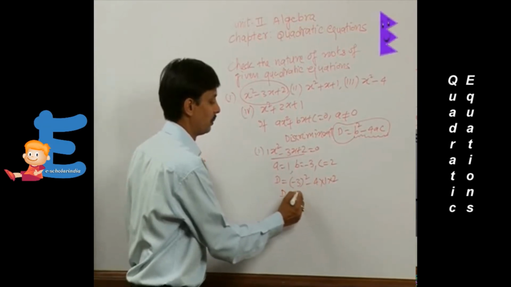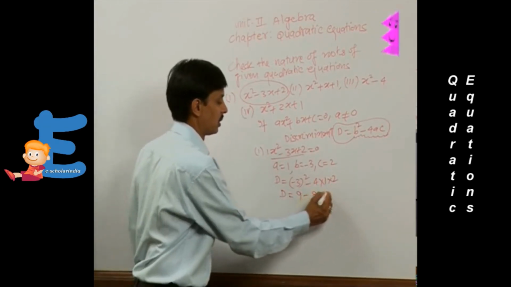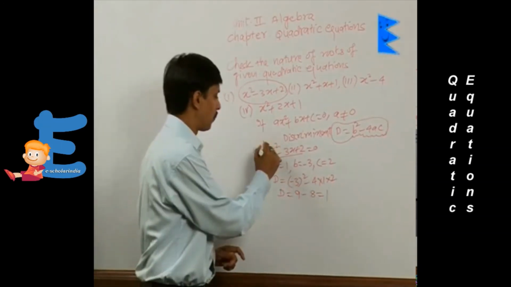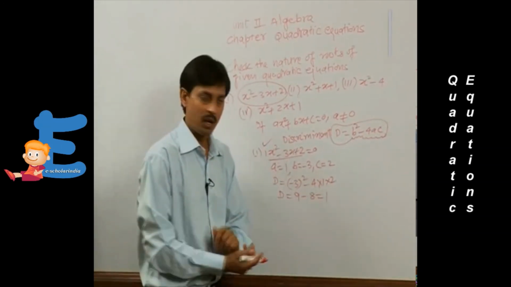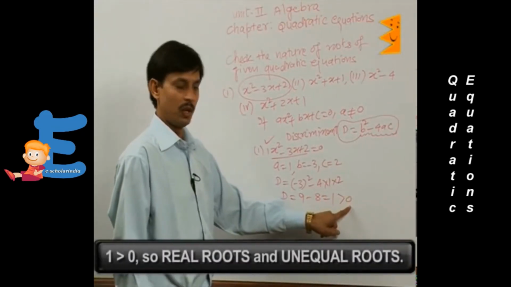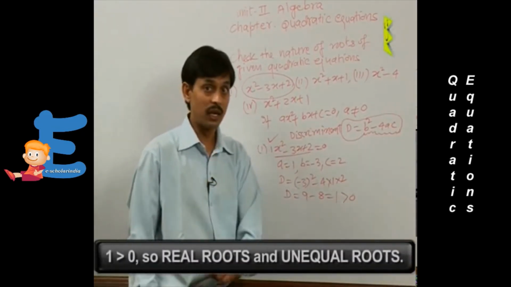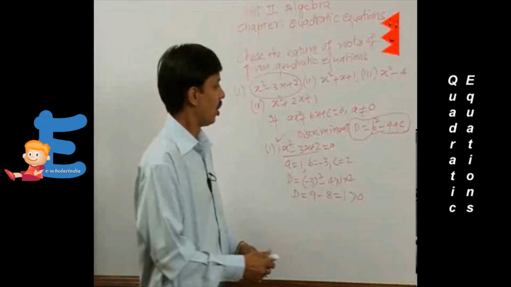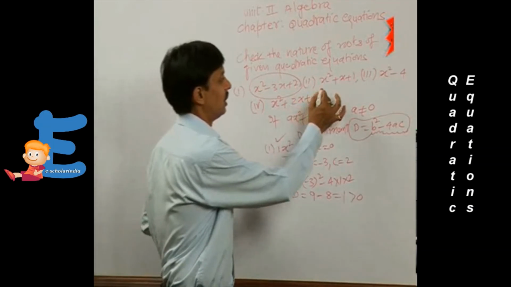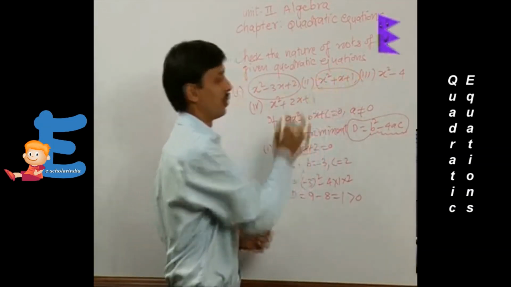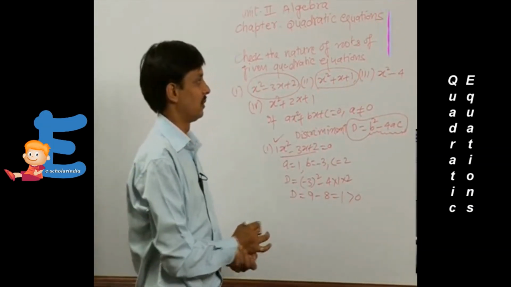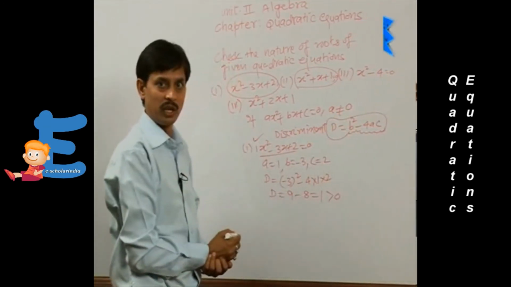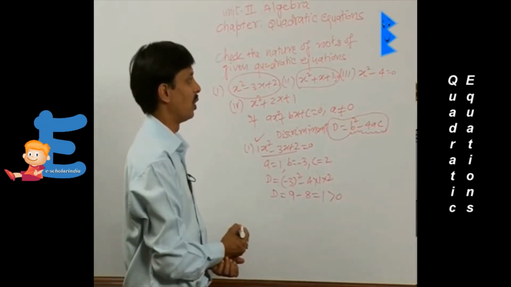D is equal to b square, that means minus 3 square minus 4 into 1 into 2. So D becomes 9 minus 8, that is what? 1. As the value of the discriminant of the first part is coming out 1, and 1 is greater than 0, which satisfies the condition that the roots are real and unequal. If we calculate the discriminant of the second part, we have to take these two because it is an equation, not a polynomial.